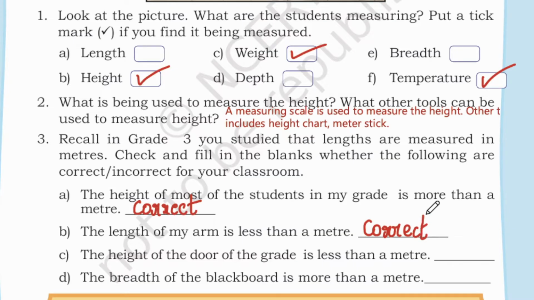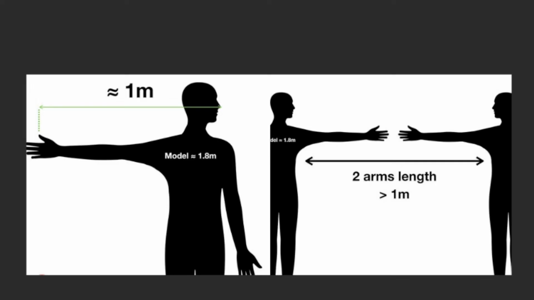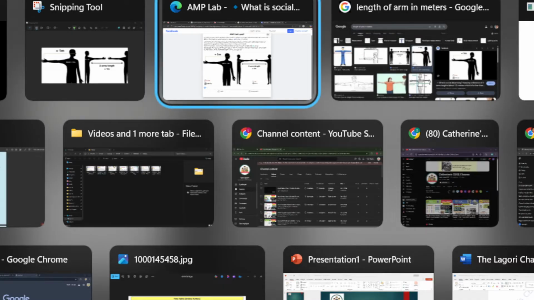I'll show you some pictures so that you can identify easily. Okay, look at this picture, students. You can see the length of the arm. It's like more than 1.8 meter. It is not in centimeter. It is obviously more than 1 meter. Okay, we'll go into the lesson now.